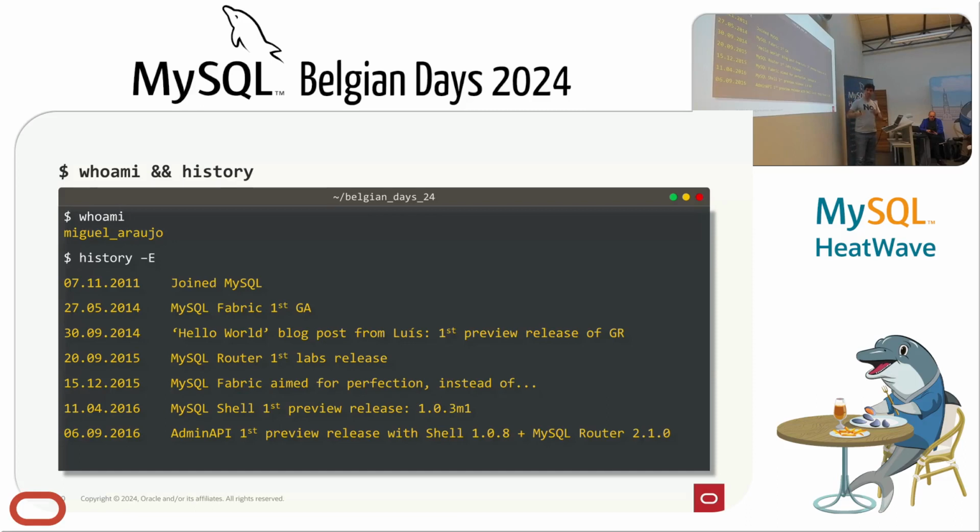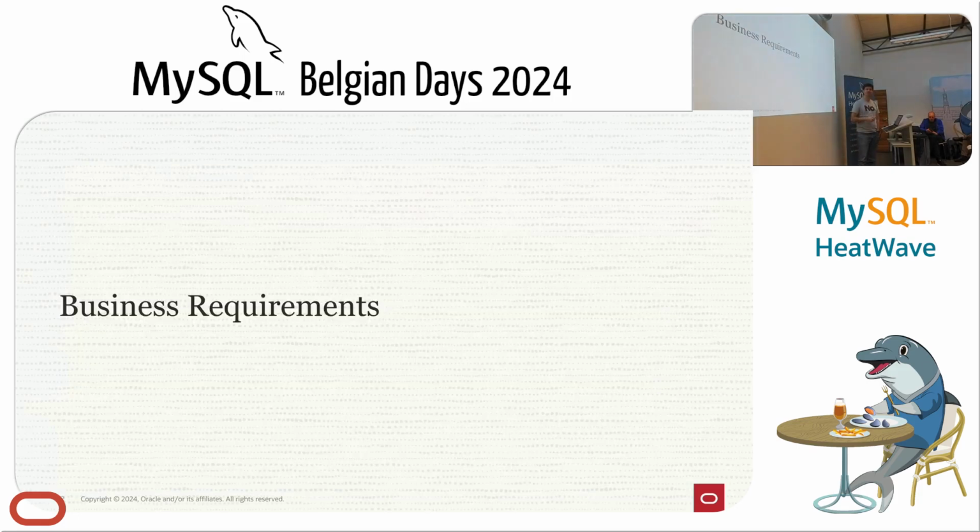So in 2016, I started designing and implementing the AdminAPI in MySQL Shell. It came out as a preview release, and then in 2017, group replication was GA and Shell and Router GA as well. And I did a live demo in FOSDEM back then. It was a great success. People really liked it. So, sorry, I don't want to bore you with historical lessons, but I think it's nice to understand how projects are born and that requirements don't just fall out of the sky.